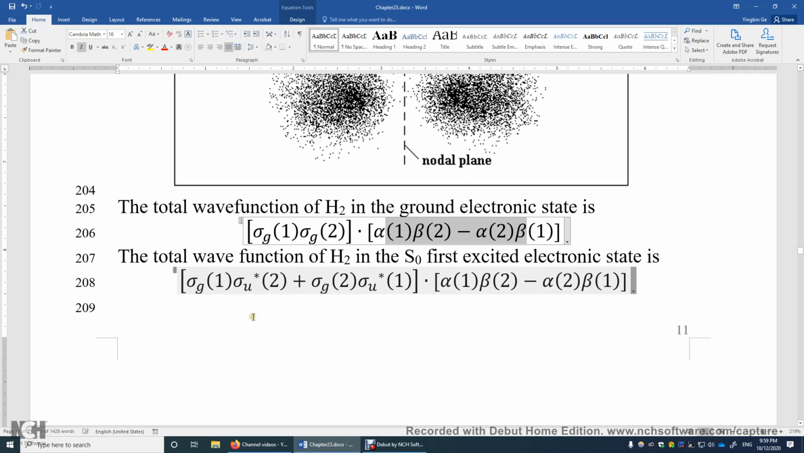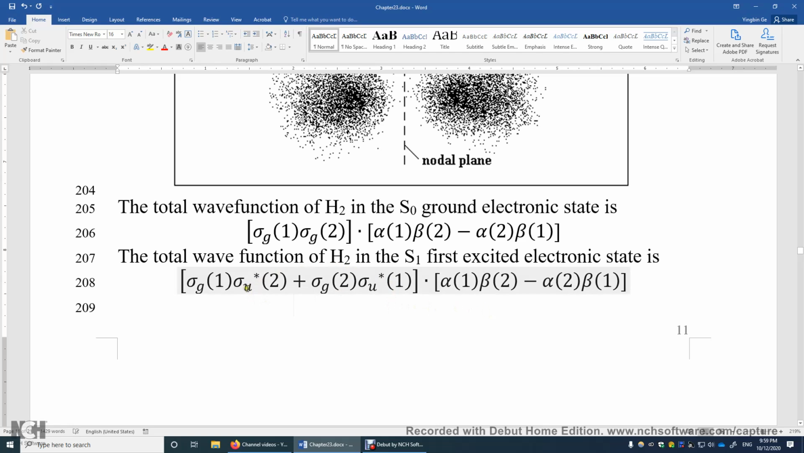I'll give you another example of H2, in the S1 first excited state. So this is S0, the ground state is S0. I'm going to give you the notation here. We call that singlet, ground electronic state. When we have this first excited state, one electron occupies the sigma g bonding orbital. Another electron occupies the sigma u star. And then we need to again construct an antisymmetric wave function.